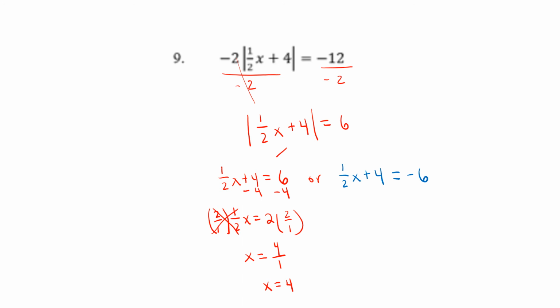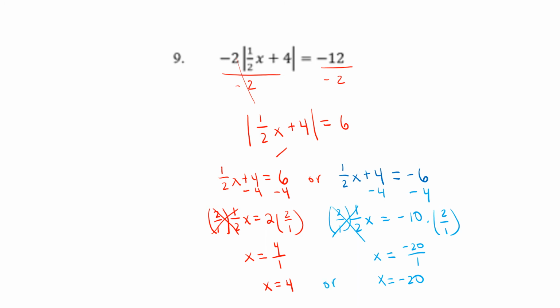Okay, so that solves the first piece. Now let's look at that negative case. The negative case, you'll realize, is the same steps. We still subtract 4 first. We get 1/2 x equals negative 6 minus 4, which is negative 10. And again, at this step, to move that 1/2, let's just multiply by the reciprocal. We multiply both sides by 2 over 1, leaving that fraction to reduce out with itself. We're left with just x equals negative 10 times 2, which is negative 20 over 1. X equals negative 20. So we end up with those two answers.